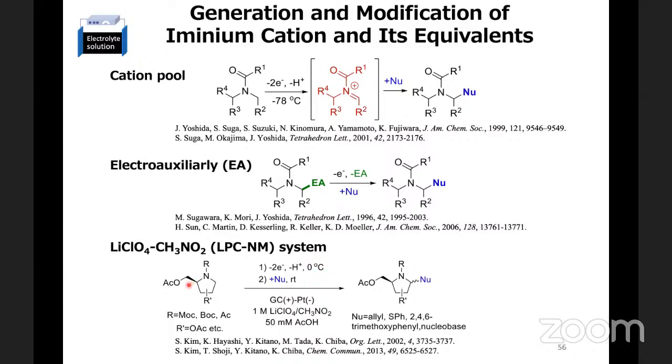we observed an unexpected phenomenon when we electrolyzed the proline derivatives using a lithium perchlorate nitromethane electrolyte solution. That is, when a proline derivative with a pyrrolidine skeleton was oxidized at an electrode at around 0 degrees Celsius without a nucleophile with low oxidation potential, and then the nucleophile was added after the electrolysis was stopped, the product was obtained in which the desired position was substituted.